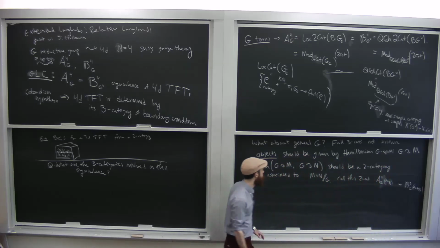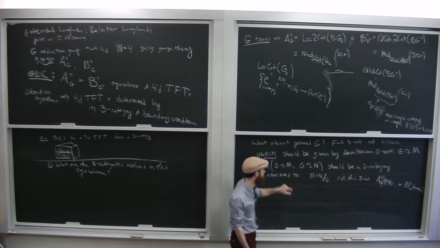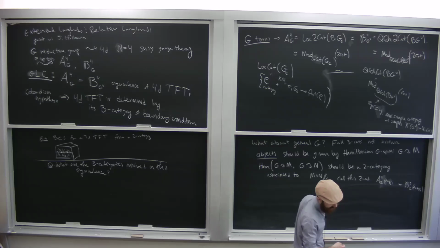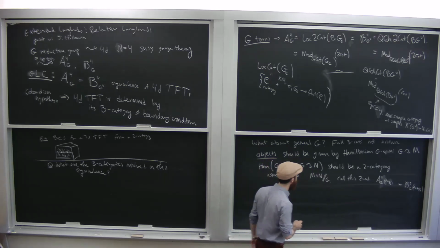But anyway, there's some kind of 2-category which you can associate, which is going to be a HOM inside this 3-category between these two objects. So I'd like to connect these stories again. Let me do some example where G is a torus.